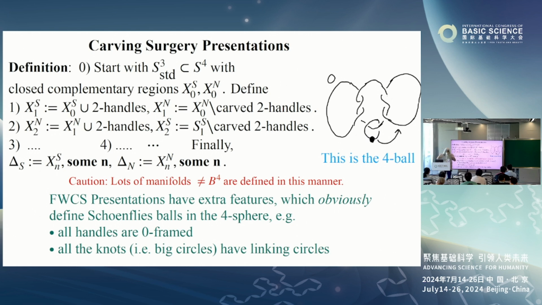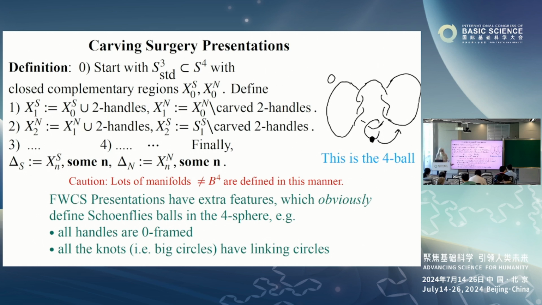So, on one hand, it's more restrictive, but on the other hand, it's more flexible. It's more flexible because, remember, we carved out 2-handles from the south. So if I'm adding a 2-handle to the south in the second step, it's allowed to go through the space that was sort of created in the first step. So anyway, anything defined this way is a carving surgery presentation.